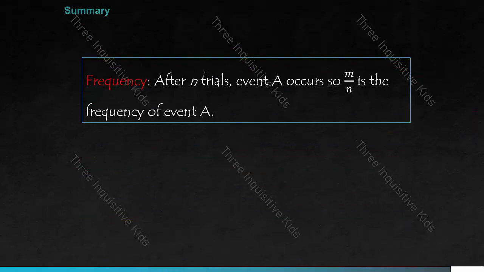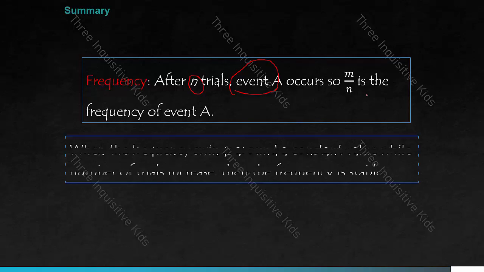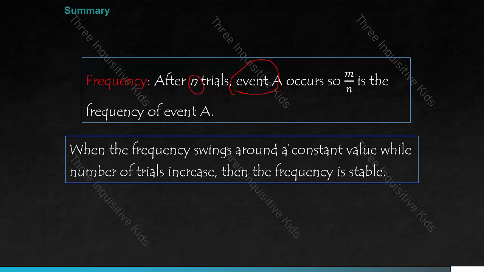Frequency is M over N. So if event A is represented as M and there is a total of N trials, then M over N would be the frequency of event A. And when the frequency swings around a constant value while the number of trials increases, then we would say that the frequency is stable.